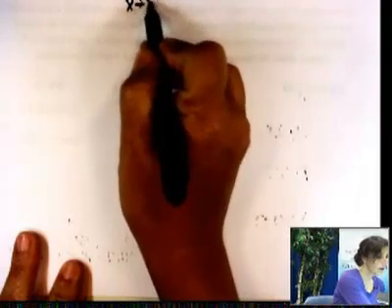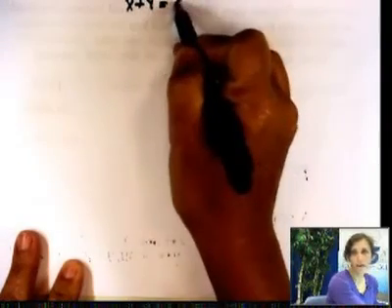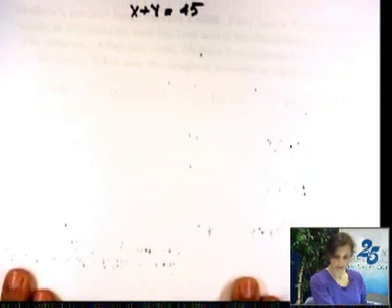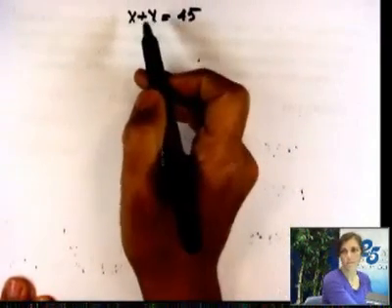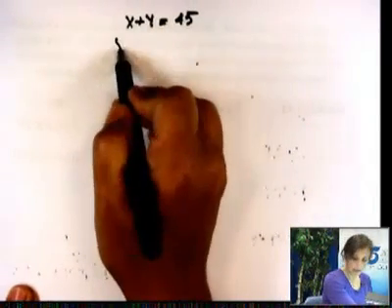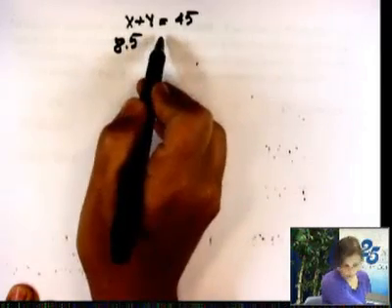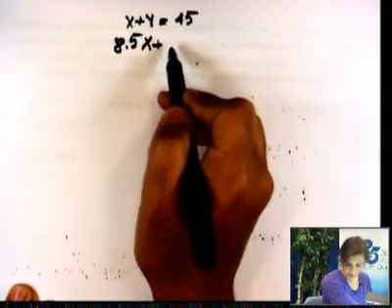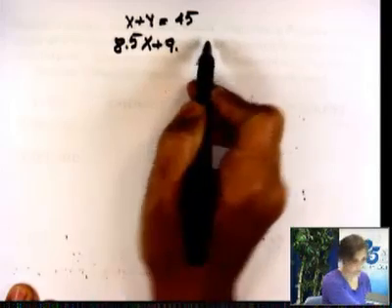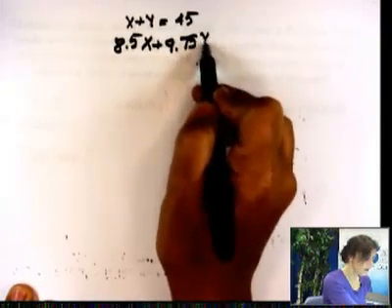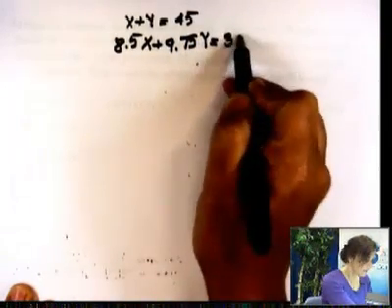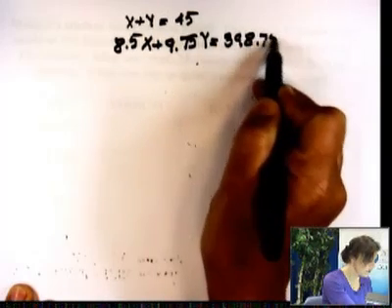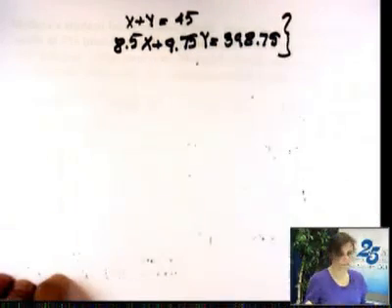So I'll rewrite it. X plus y equals 45. 8.5x plus 9.75y equals the money, 398.75. So let's solve this system of equations. All right.